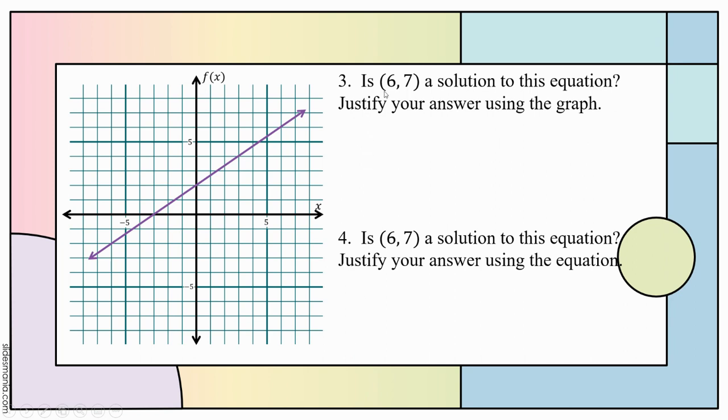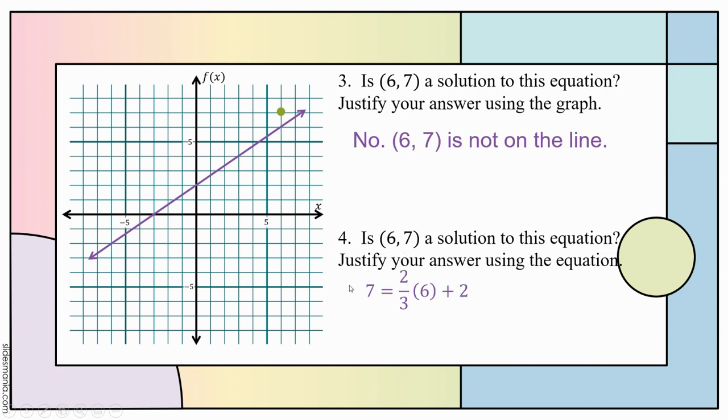Number 3 asks, is 6, 7 a solution to this equation? So let's start at 0, 0. We'll go right 6, up 7. That's right here. This point is not on the line. So no, 6, 7 is not on the line. So let's see what happens if we substitute 6, 7 into our equation.